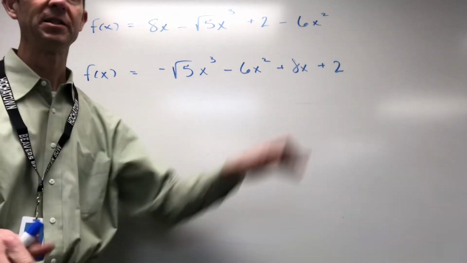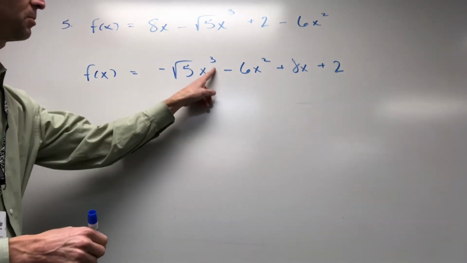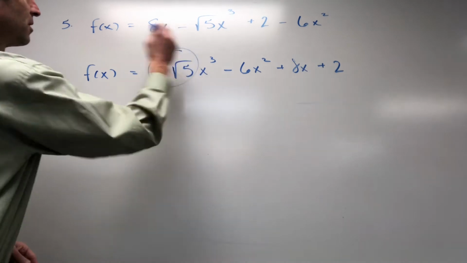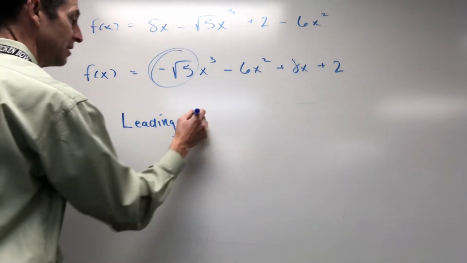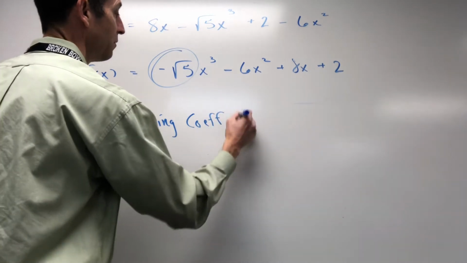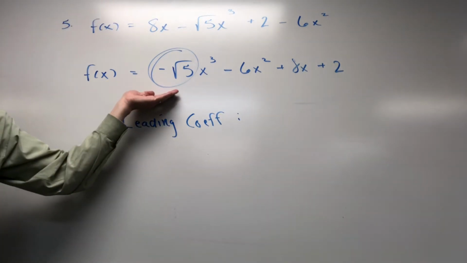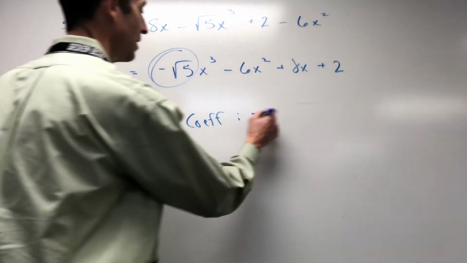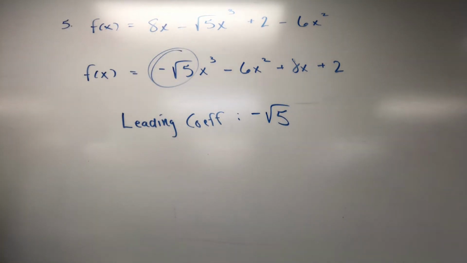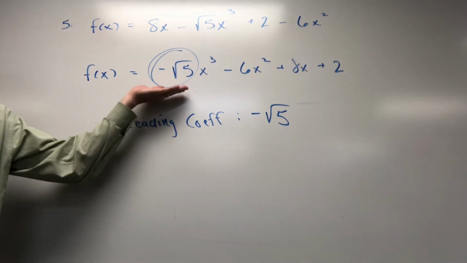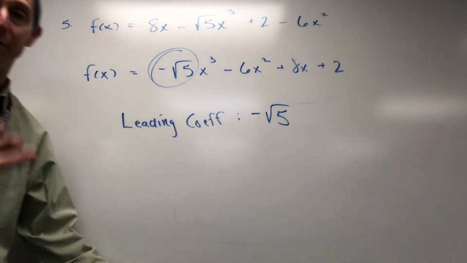Once you have it in descending order, that's your biggest power. Whatever's in front here, this is your leading coefficient. And even if it's crazy, like a negative and a square root of 5, you put negative square root of 5. So finding the leading coefficient, just put them in order, get this guy out in front. That's what you're looking for.